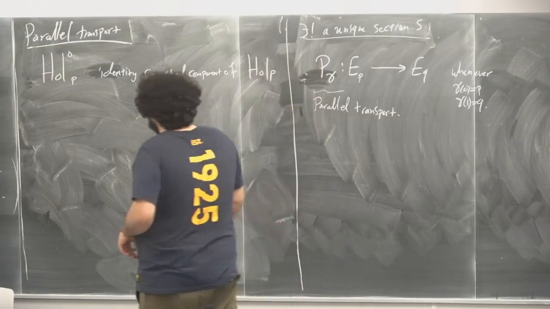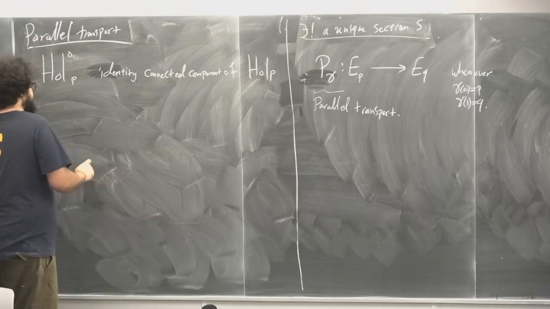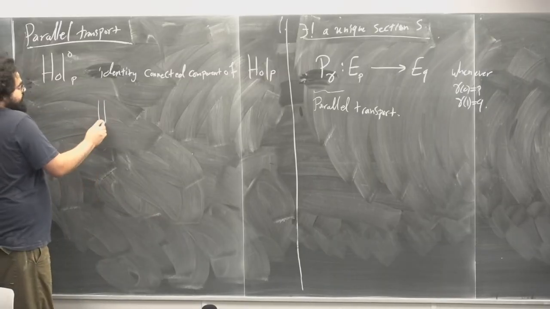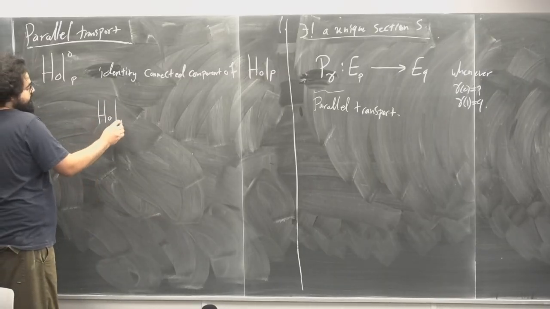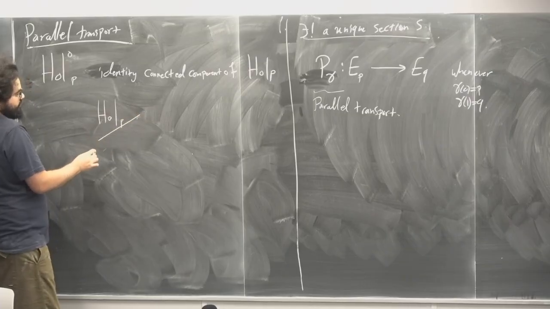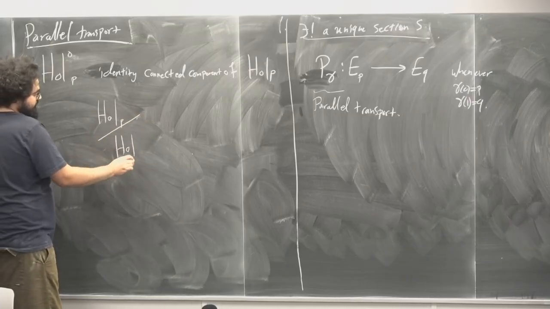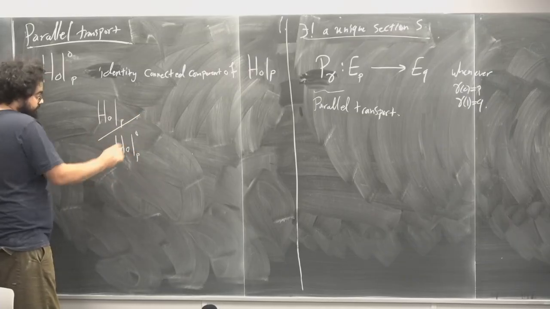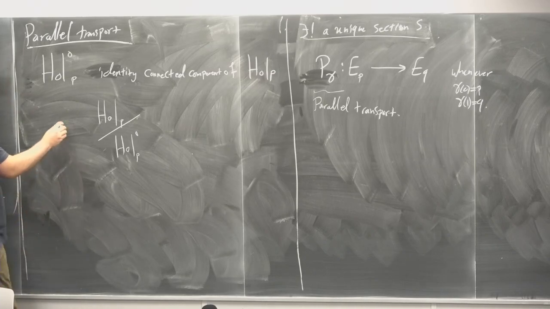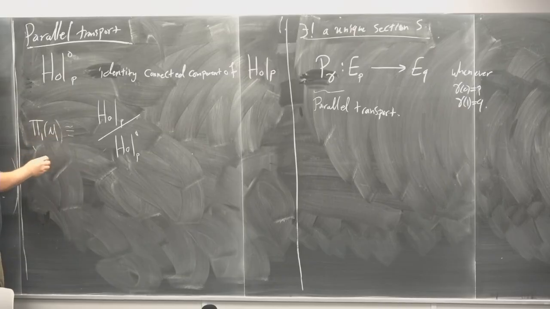And that sort of comes to the fact that basically, if you take Hol_P and mod out by Hol_P^0, this is just the fundamental group. This is pi_1(M) at P.